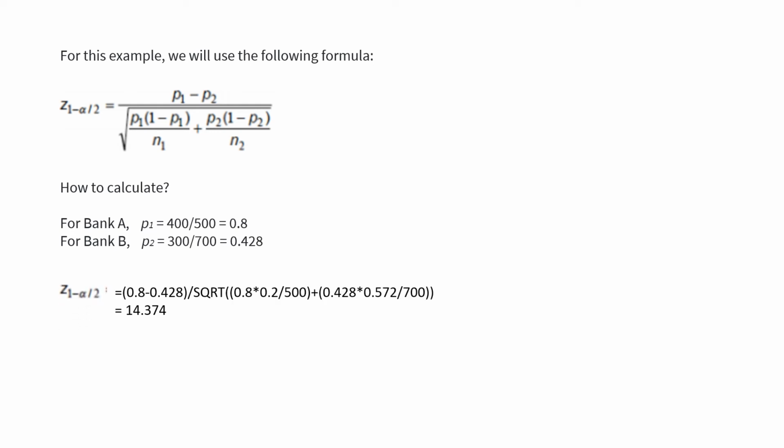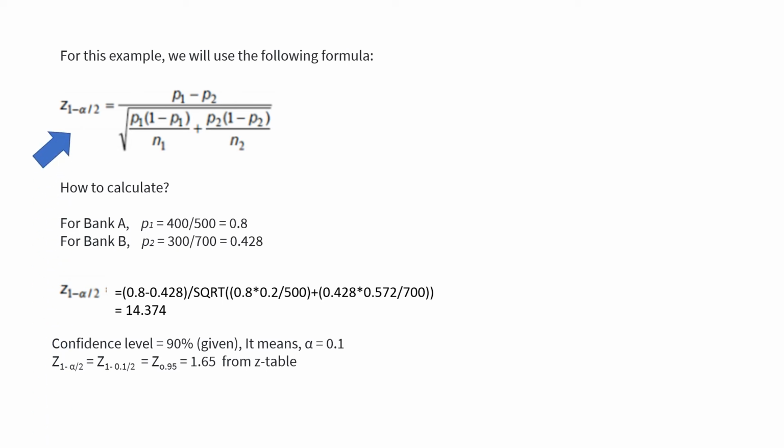Therefore, when we plug in these values of P1 and P2 into Z1 minus alpha by 2, we get 14.374. That is the value that we get. The confidence level of 90% means alpha equals 0.1. So Z1 minus alpha by 2 equals Z 0.95, which equals 1.65, which we can make out from the Z table, which we'll be discussing in the next slide.